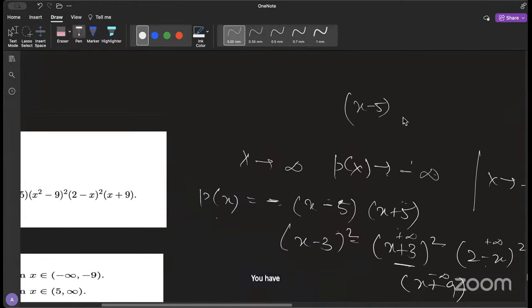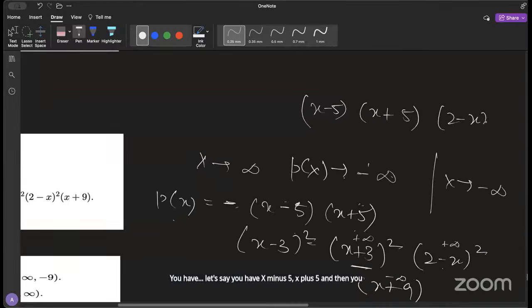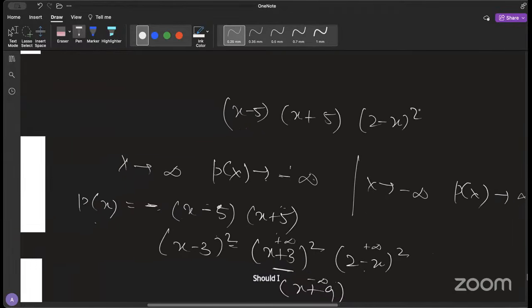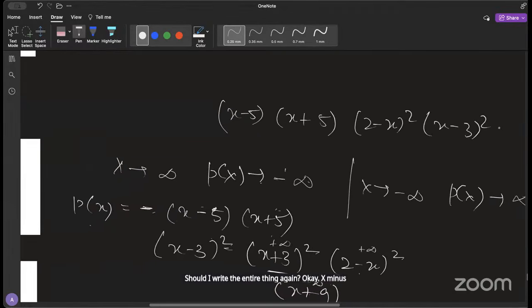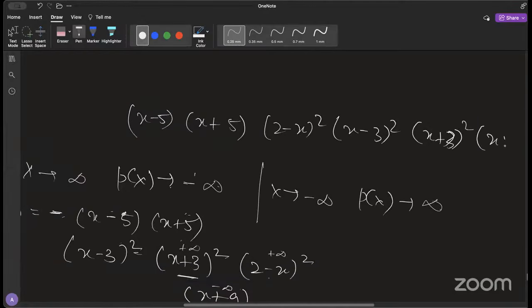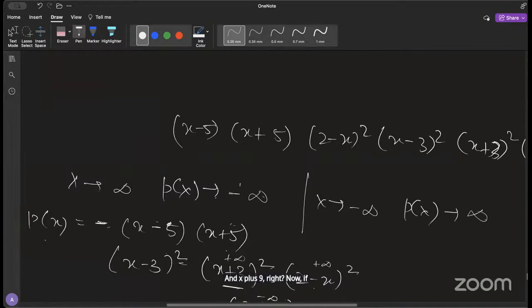Let's say you have x minus 5, x plus 5, and then you have 2 minus x square. Should I write the entire thing again? Okay. x minus 3 square, x plus 3 square, and x plus 9, right? Now, if your x tends to infinity, where does this factor go? If x tends to infinity, and we have a negative sign here, right?